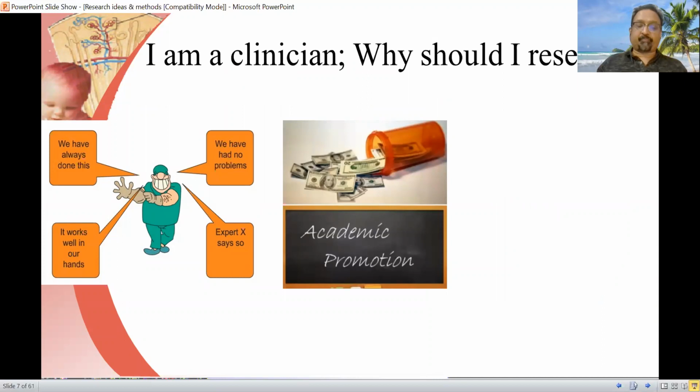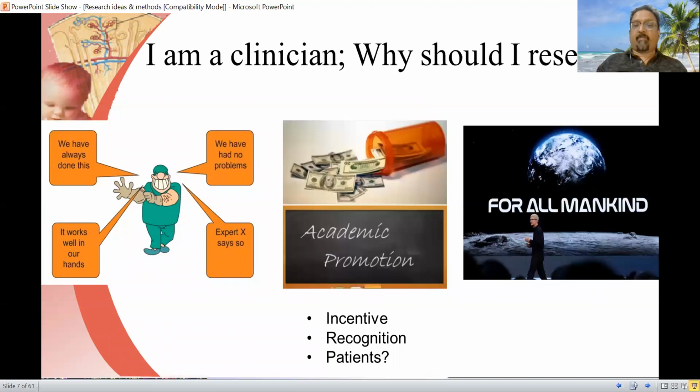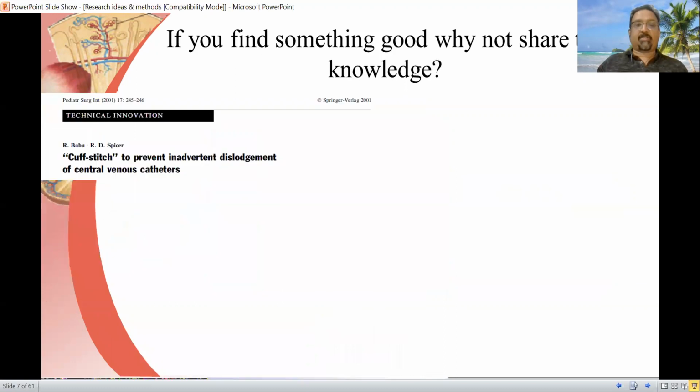But nowadays, for academic promotions and incentives, the Medical Council of India has recommended that at least 2 research publications have to be done. But that alone should not be the motive. You should also be a little altruistic and try to help mankind. Because unless somebody does a research and gives out the results, how can it benefit anybody? If you find something good, why not share the knowledge?